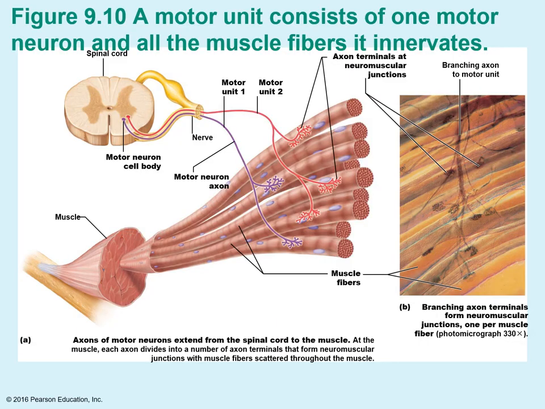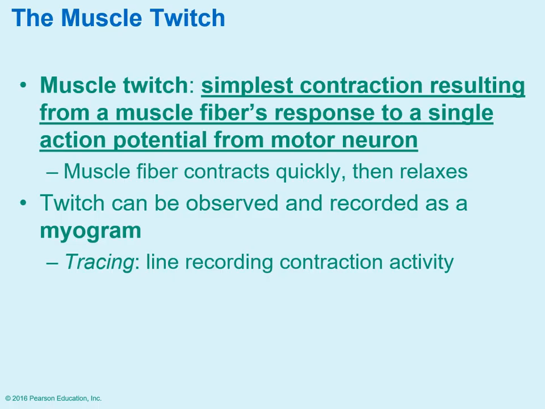And this is just showing how you can have the branching and how much is stimulated. A muscle twitch is the very simplest type of contraction. The muscle fiber has been stimulated by a single action potential from that motor neuron. The muscle fiber is going to contract. And remember, skeletal muscles, we're talking quick, over, done, relax. You can measure this.